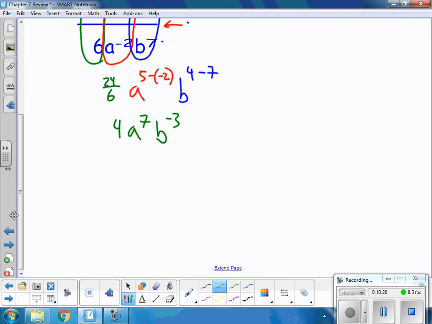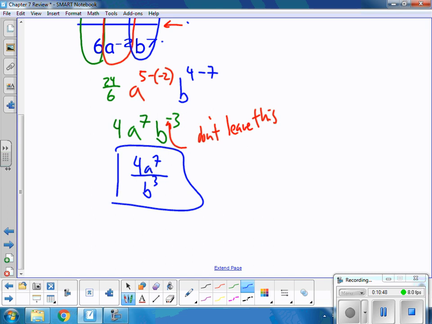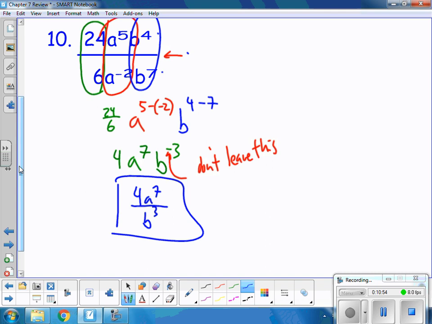And on this one right here, don't leave this. So I gotta tend to my negative exponent here for simplifying. Because it's negative, it means it's little. It's small, it's going to be a fractional amount. So I take my 4a to the 7th, and I bring my b to the 3rd to the bottom of my fraction, representing it as a small amount. And there is my simplified form of number 10.